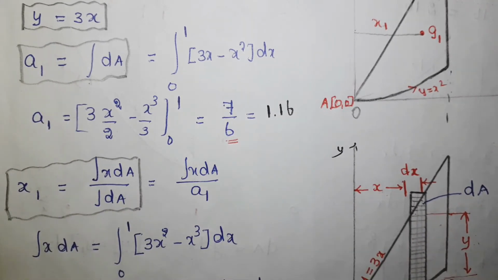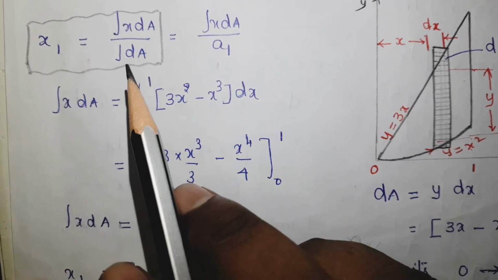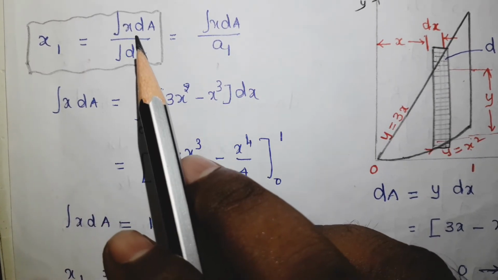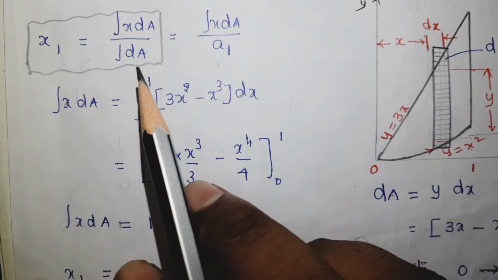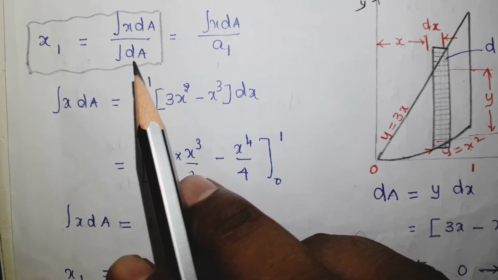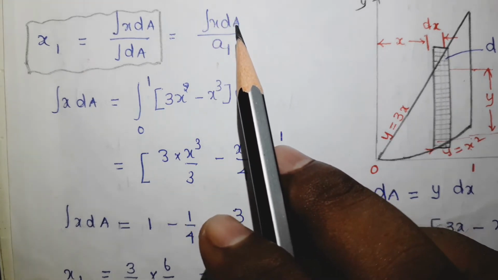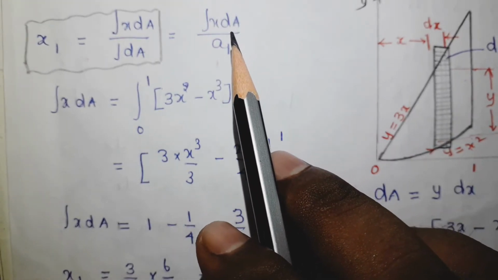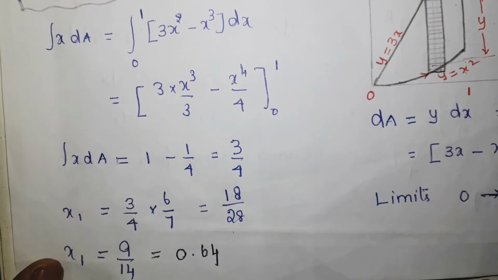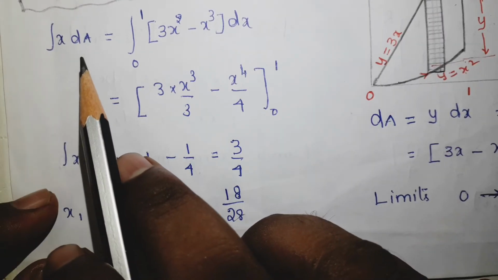1.16. The next variable is x1, and this is the equation: integration of x dA divided by integration of dA. We already found the answer for this one. Integration of dA is nothing but A1. So we have to find the value for the numerator. Now this is the numerator, integration of x dA.